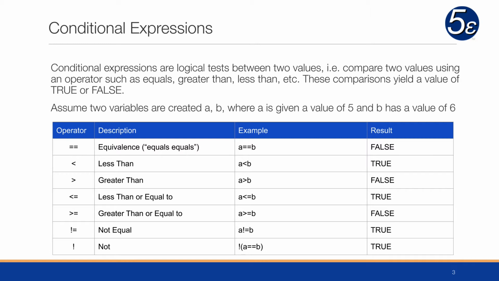So we have a few operators which we discussed in a previous module. We have the equals equals, which is equivalence, so therefore A equals B might yield false if A is 5 and B is 6. We have the less than operator and the greater than operator, so we can choose A is less than B, A is greater than B. We also have less than or equals, and greater than or equals. We also have not equals, which is the exclamation point equal, and not, which is just the exclamation point. All of these will evaluate to a true or false, which we will then use in a conditional statement.